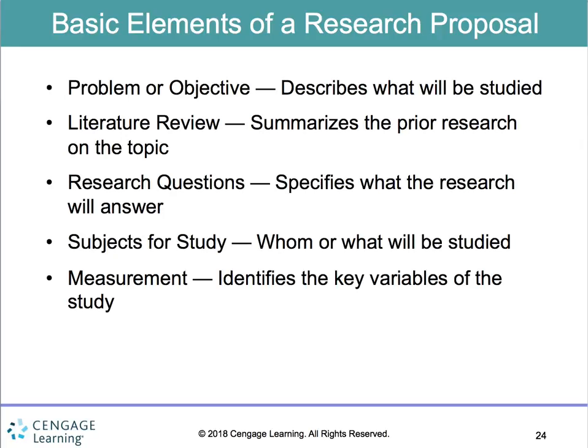Inside the research proposal, these are some of the sections you're going to have in it. Problem or objective: you're going to describe what will be studied, so you're going to have your problem statement, okay? Literature review summarizes the prior research on the topic. So, in other words, your topic, say it's the history of terrorism, you'll use the leading researchers and others to describe what you're looking at and what they did and how yours is going to be different.